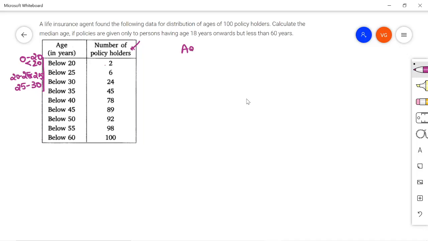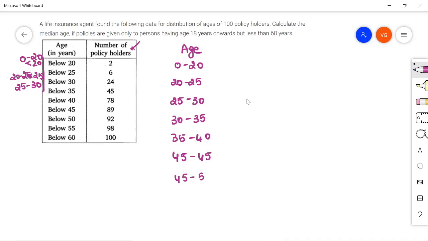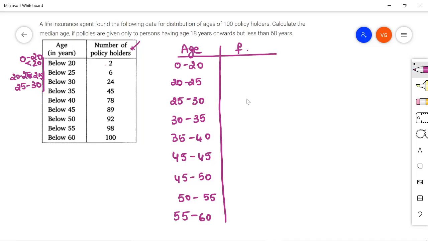Suppose, if you are taking age in the form of class interval, here I am writing 0 to 20, 20 to 25, 25 to 30, 30 to 35, then you have 35 to 40, 40 to 45, 45 to 50, 50 to 55 and 55 to 60. Now, we have to write down the frequency also. So this frequency changes. Check it out.